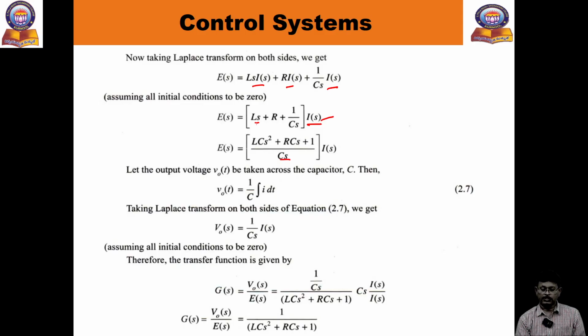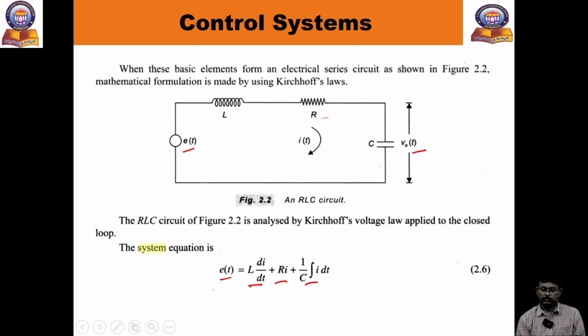Okay. Now in a capacitor, taking the Laplace transform, we have 1 by CS into I of S. So we have taken only the input; this is the input voltage equation. Now I am taking the output voltage, which comes across the capacitor. So what is the voltage across the capacitor? Previously we wrote the voltage equation V equal to 1 by C integral I dt. So the applied voltage equals the voltage drop in each element. That is one equation.